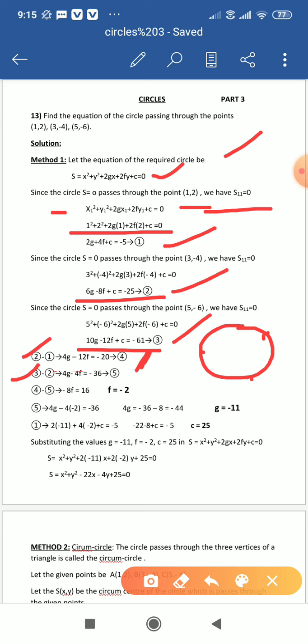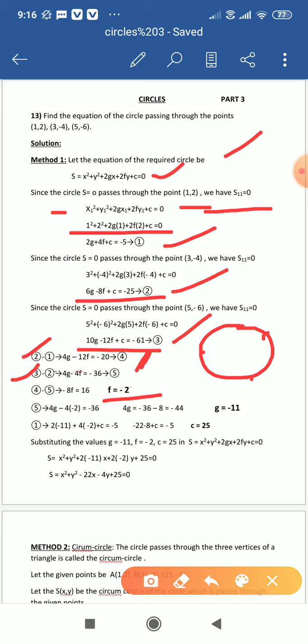So subtract 5 from 4. That is 4 minus 5. Now 4g minus 4g cancel. Minus 4f plus 12f, that is plus 8f, is equal to minus 36 plus 20 minus 60, minus 16. So 8f is equal to minus 16. So we have f is equal to minus 2. Like that we find the value of f.